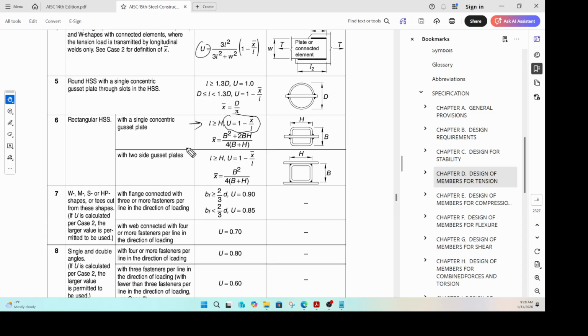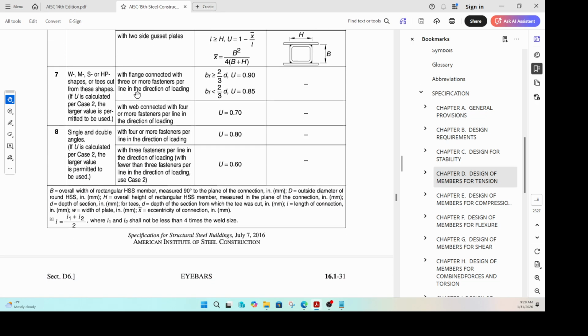Okay, so I'll have to check that. But then for cases wherein L is greater than H, you can calculate your U, which is a function of X bar, and that X bar is a function of B, D, B and H of this section. You know B, you know H, then you can calculate that. Same thing here, two gusset plates, gusset plate here, gusset plate there. Your U is a function of X bar calculated using this simple formula here.